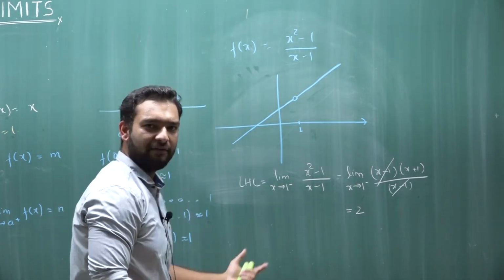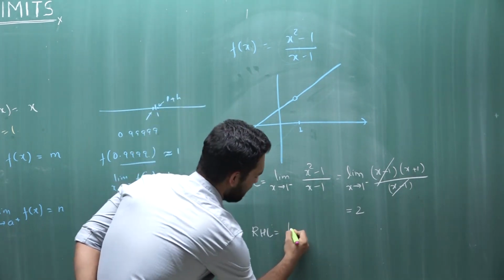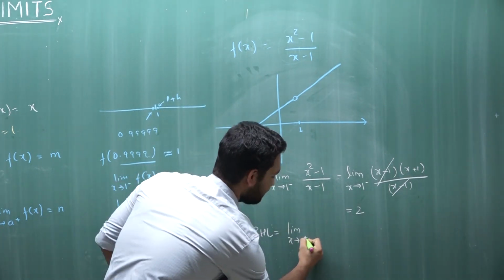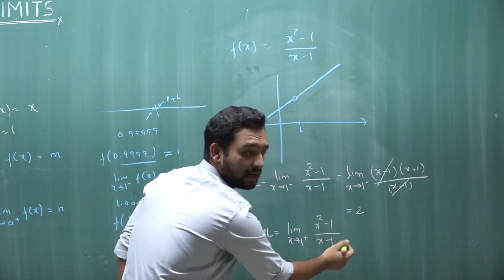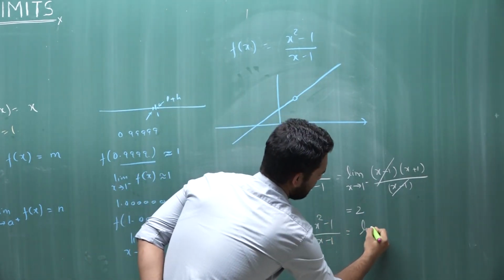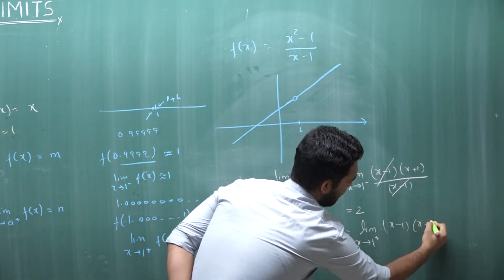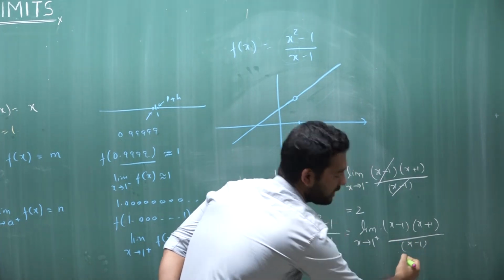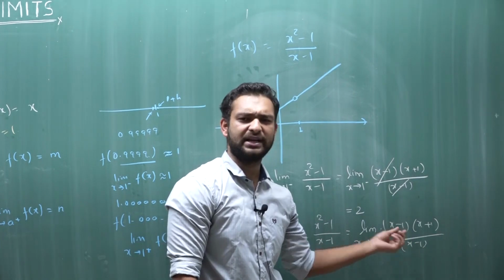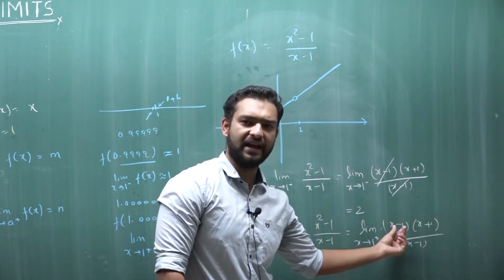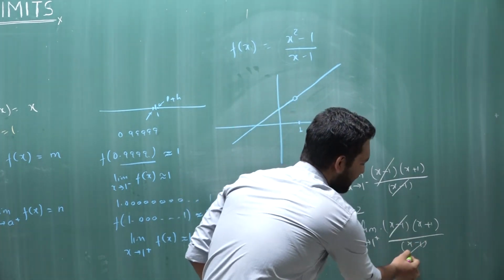In the same way, we'll try to find out the right hand limit of this function. Again, limit x tending to 1, but this time from the right hand side, x square minus 1 upon x minus 1. The same process again: limit x tending to 1 plus, x minus 1 into x plus 1 by x minus 1. And now here again, this value is not exactly 1. So this value will come out as some positive finite value. This value will also be some positive finite value. Hence we can directly cancel this out.